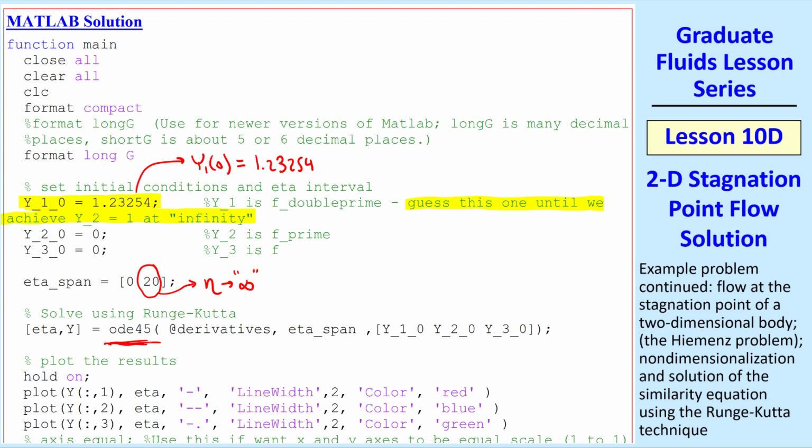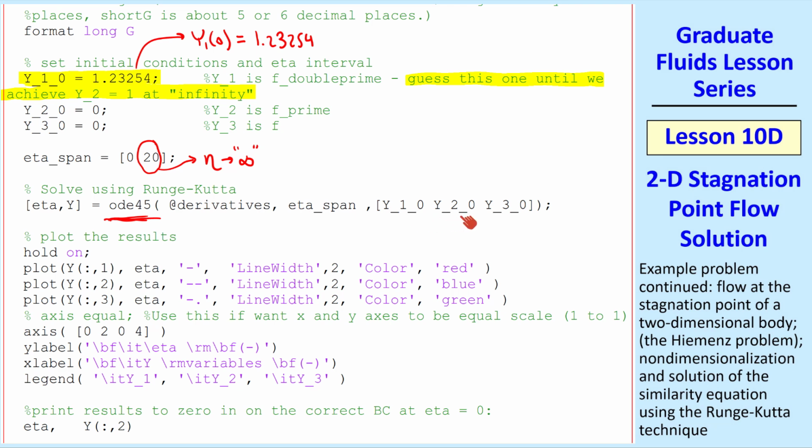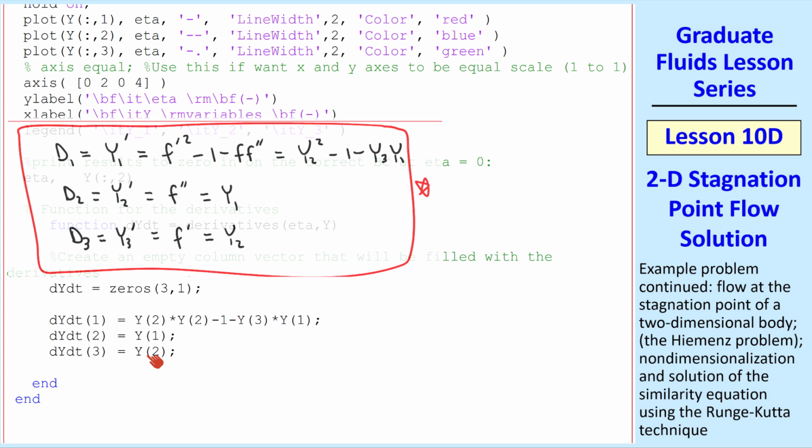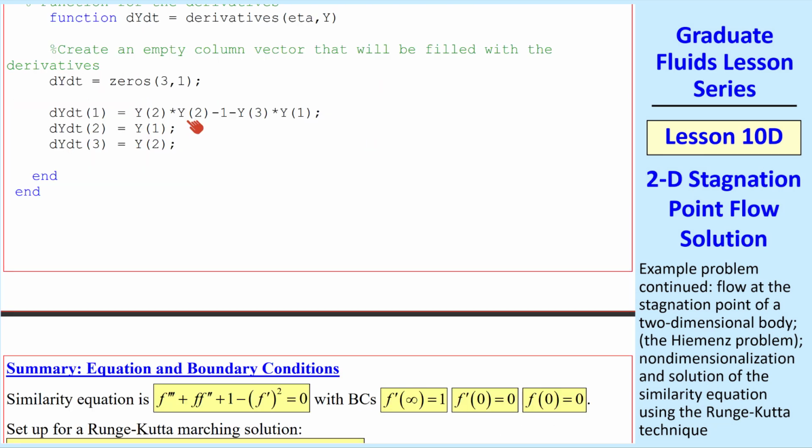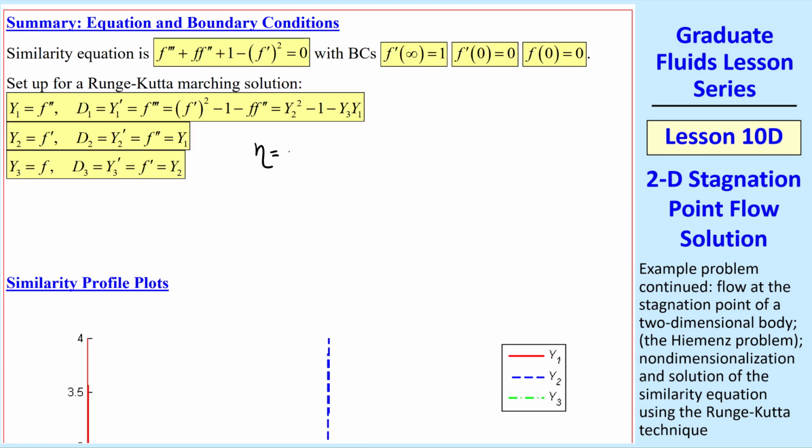Here's our Runge-Kutta subroutine in MATLAB that I showed before, and I'm solving all 3 equations simultaneously. Here are my 3 initial conditions for all 3 y's, and my function for the derivatives is given here. This represents the equation that I showed you, and these are the 2 simpler equations for these 2 derivatives. Here's a summary of the nondimensional similarity equation, the boundary conditions, the dependent variables, and their derivatives in terms of each other. And as I said, y2 squared minus 1 minus y3 y1 is what I typed in here. And recall that eta is y square root of b over nu, and f of y is square root of nu over b, f of eta.